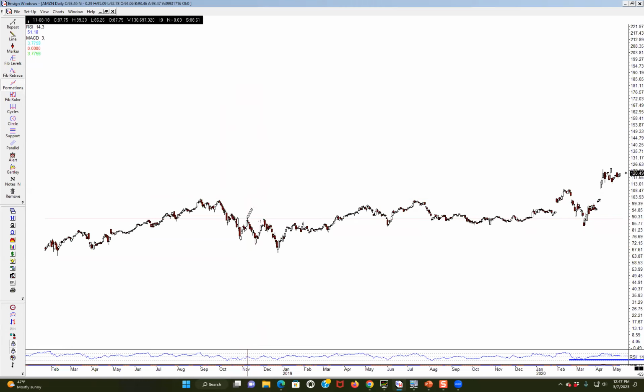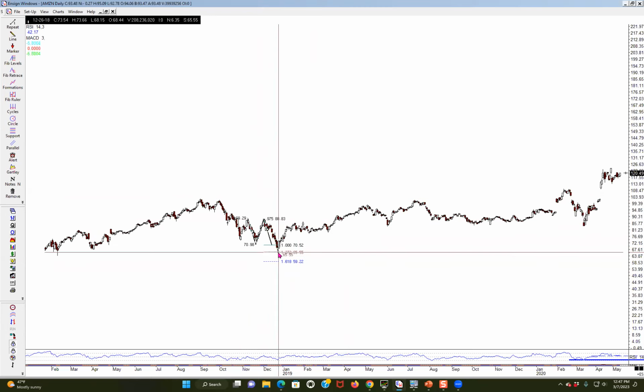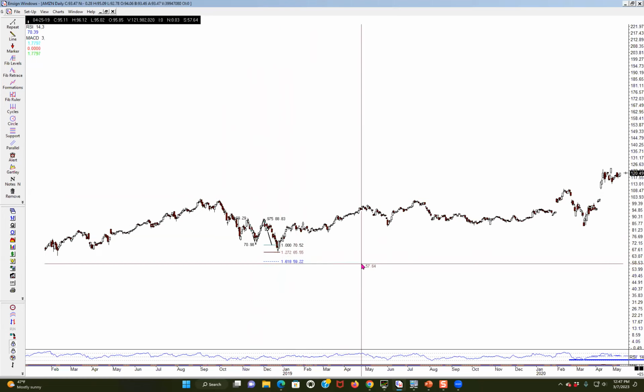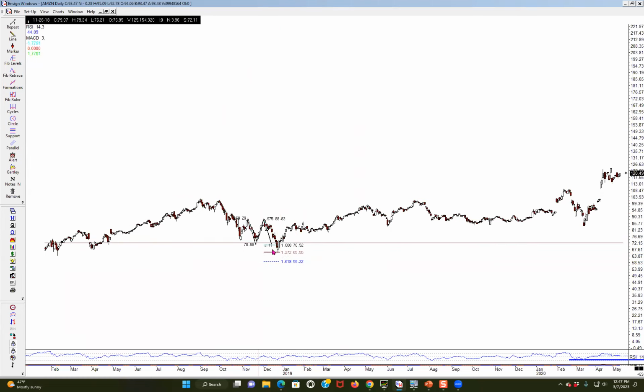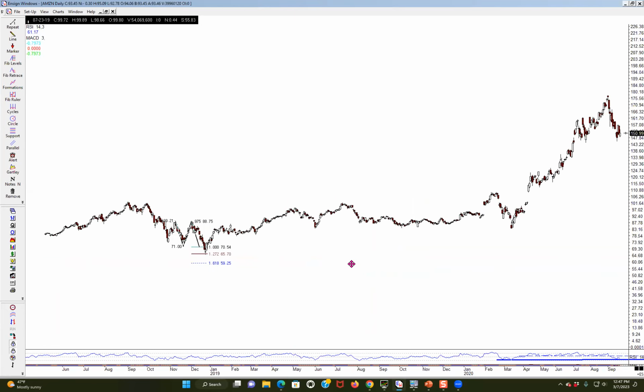But when it doesn't, sometimes we can also identify where this might end using the ABCD, and you can see that one extended right to the 127 of that pattern. So that gives us 3 different ratios into one price level. So there's a little trick for you.